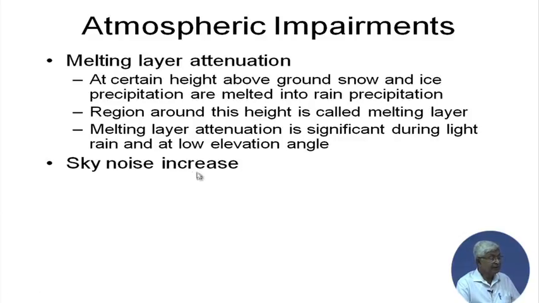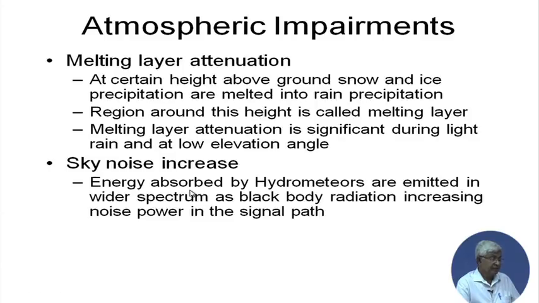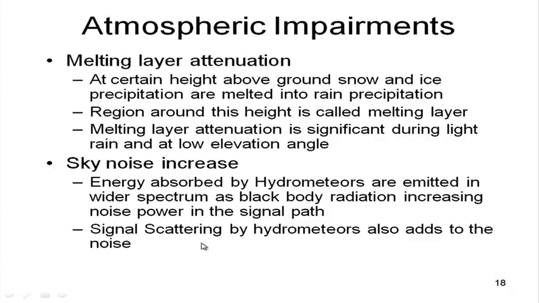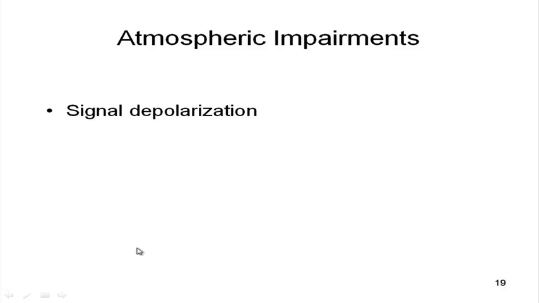Another effect is a sky noise increase. Energy absorbed by these hydrometeors is emitted in a wider spectrum as black body radiation, increasing the noise power in the signal path. So it absorbs the energy and re-radiates it all over the big spectrum. So it is black body radiation with an increase in noise power. And signal scattering by hydrometeors also adds to the noise. The signals scattered from other particles add to, I can say noise, it's actually interference.